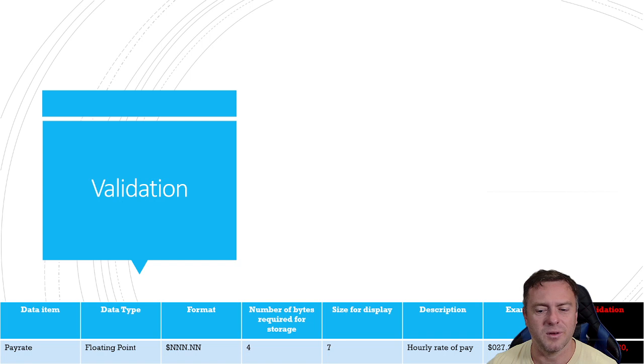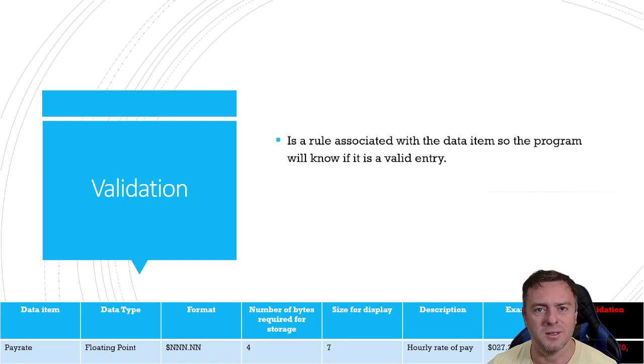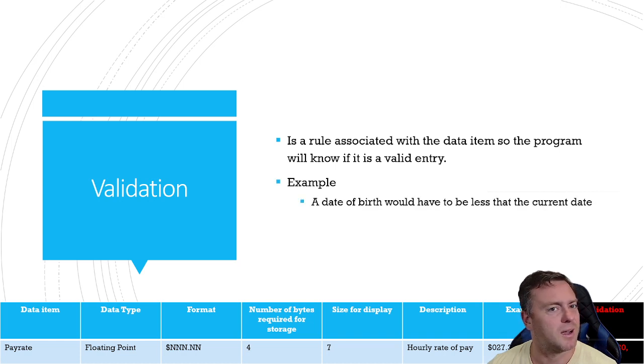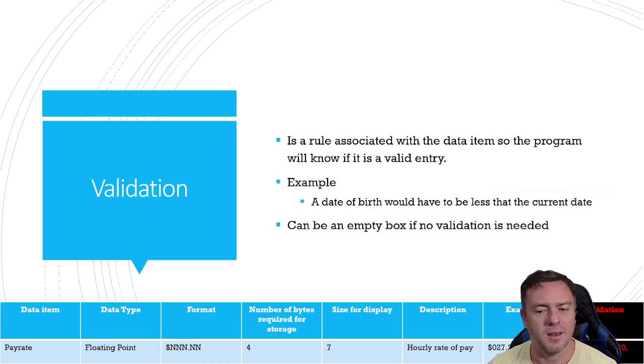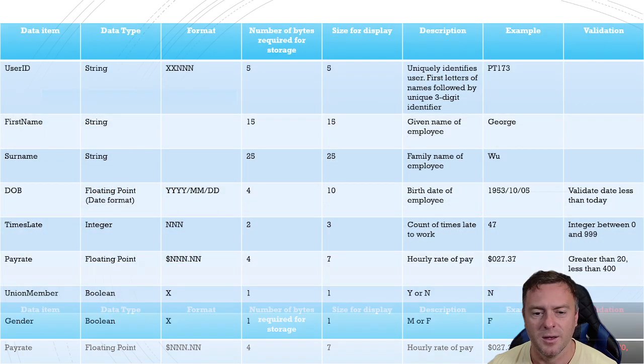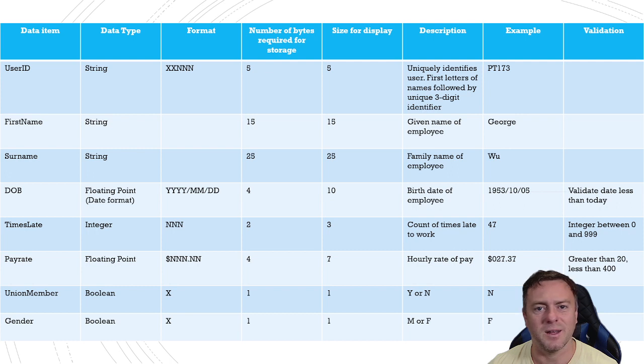And then lastly, you've got the validation rules. So it's any rules that are associated with the program, so it knows that it's a valid entry. For example, date of birth needs to be less than the current date. And then you just leave it empty if there's no validation that's needed. So hopefully that's giving you a nice overview of a data dictionary.